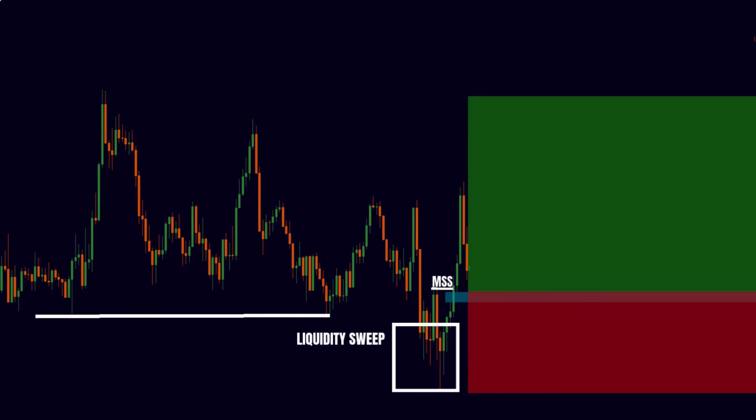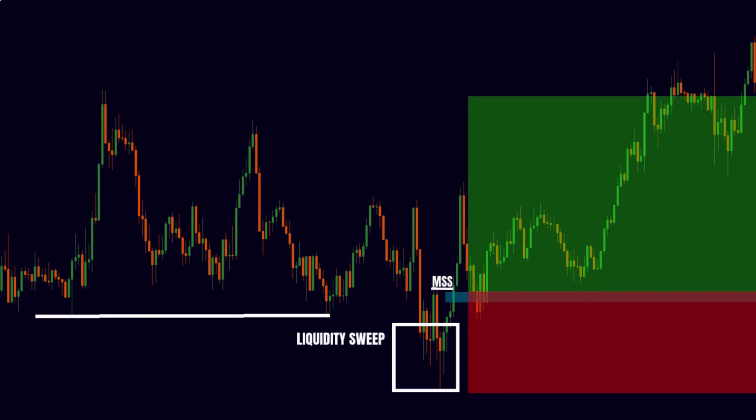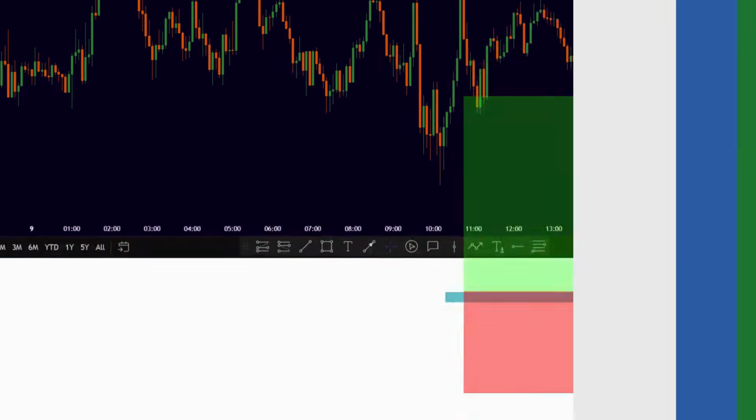Thin gaps can be pierced before price resumes direction. The silver bullet is powerful, but like every strategy, it requires patience. Don't force the setup. If the liquidity sweep isn't clean or the MSS is ambiguous, simply skip it.